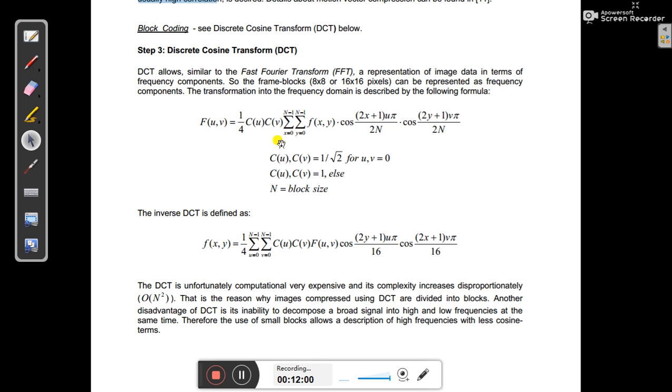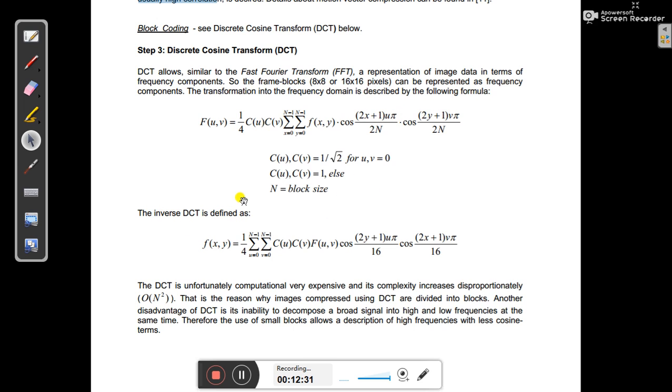DCT is similar to the fast Fourier transform, the same thing we have used in JPEG. Please go through that video, or actually no need to go into more detail, but try to understand the basic terminology used here. It uses the same frame blocks like 8 by 8 or 16 by 16 as per requirement, which can be represented as frequency components, because we are transforming everything into the frequency domain. The transformation into the frequency domain is by the formula, so it uses this formula.